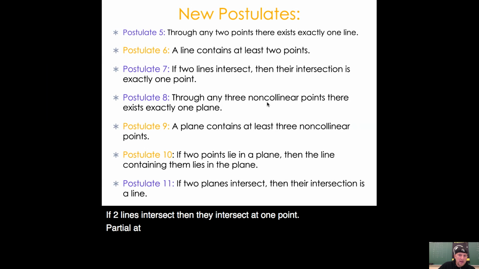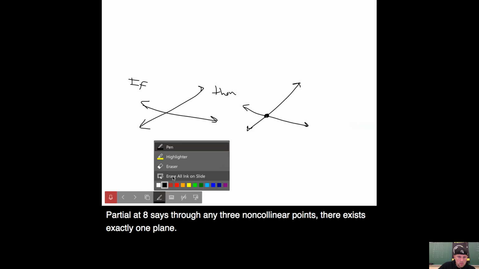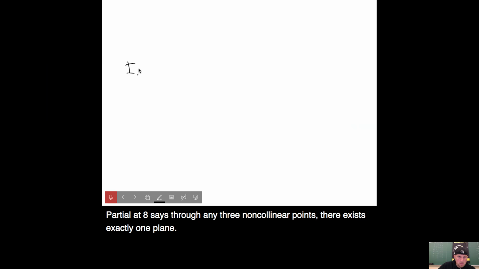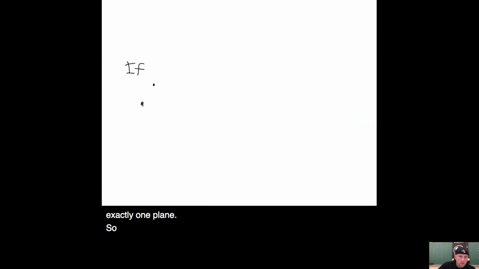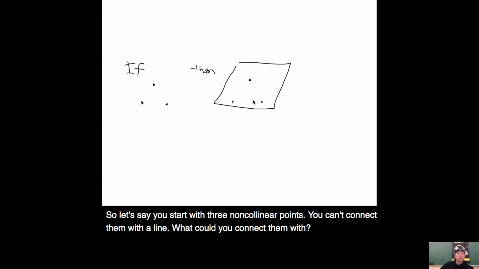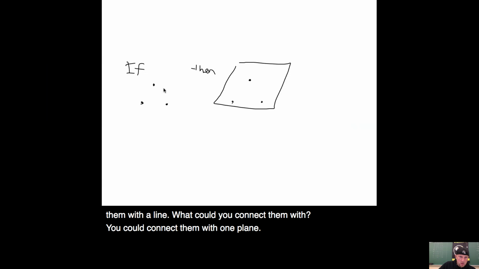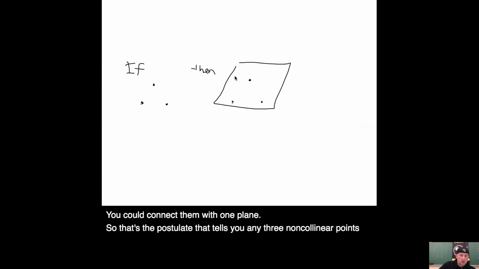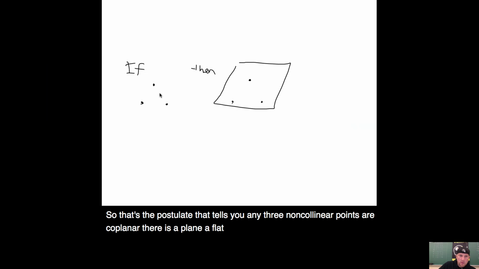Postulate 8 says, through any 3 non-collinear points, there exists exactly 1 plane. So let's say you start with 3 non-collinear points. You can't connect them with a line. What could you connect them with? You could connect them with 1 plane. So that's the postulate that tells you any 3 non-collinear points are coplanar. There is a plane, a flat surface that will go through any 3 non-collinear points.